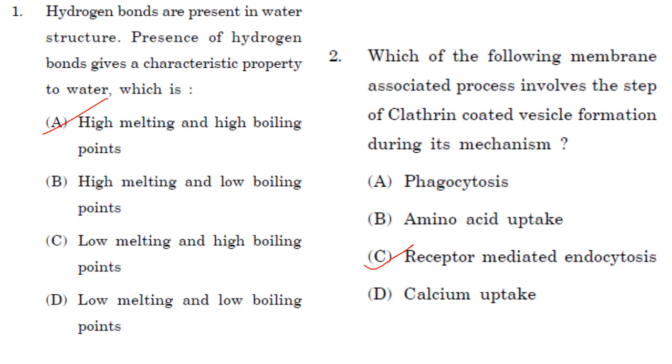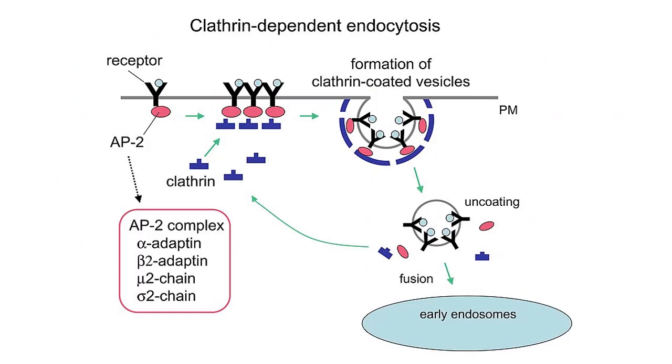Then, which of the following membrane associated processes involve the step clathrin coated vesicle formation? It is receptor mediated endocytosis. So in receptor mediated endocytosis, the ligand will bind to the receptor. The ligand and the receptor will recruit adapter protein and clathrin to the plasma membrane, around where invagination will be formed, and these are called as the clathrin coated pits.